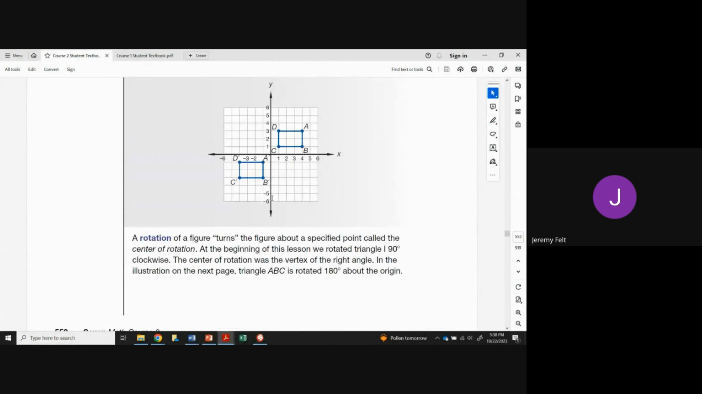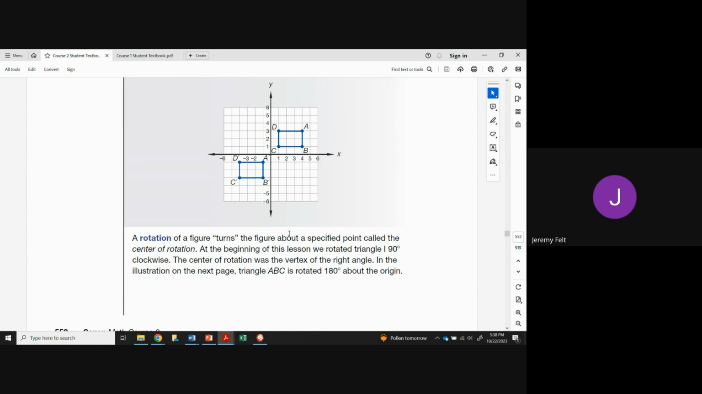So minus 5 on our x values and minus 4 on our y values. Okay, now our rotation of a figure turns the figure about a specific point. Usually the ones that we'll see, 7th and 8th grade, are about the origin. And we usually go in increments of 90. So 90 degrees, 180, 270, or 360, which gets us back to where we started.